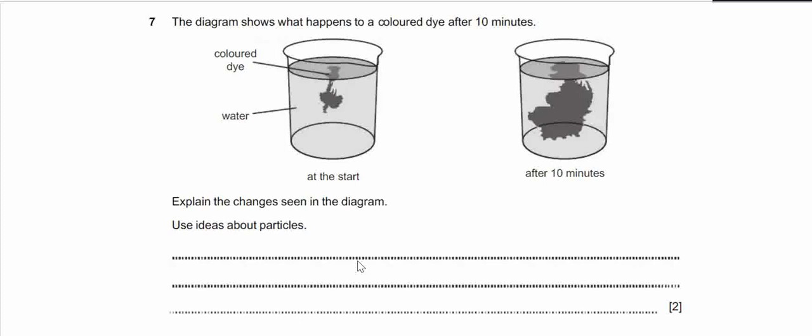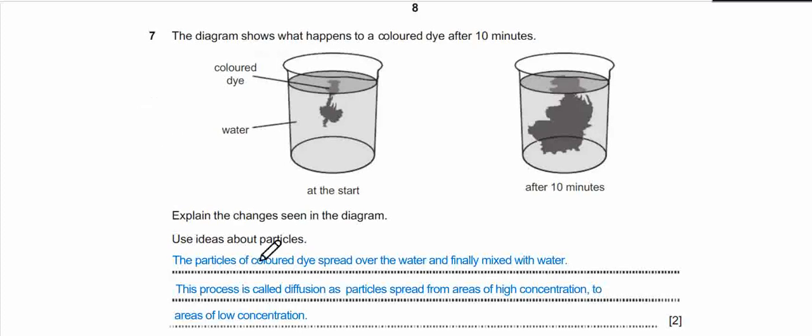Alright guys, let's check out the answers. You may pause if you're not finished. So the particles of colored dye spread over the water and finally mix with the water. This process is called diffusion, as particles spread from areas of high concentration to areas of low concentration. So high concentration here, then spread out to lower, down its gradient.